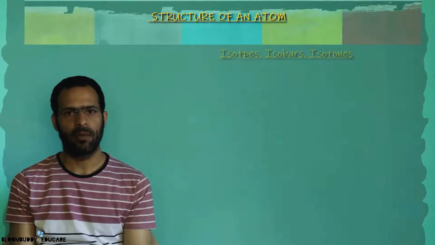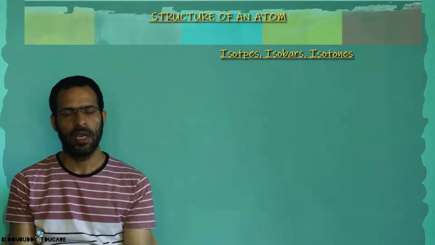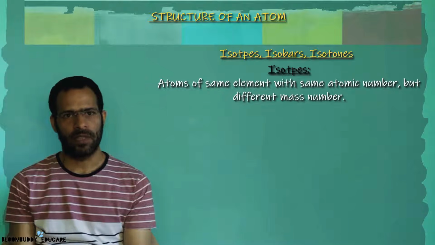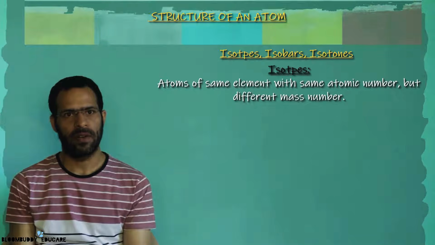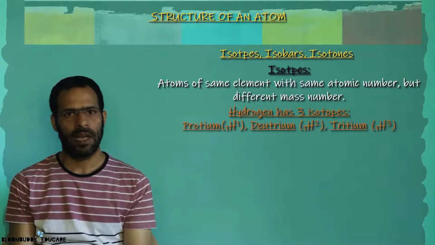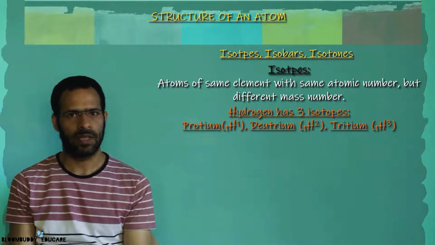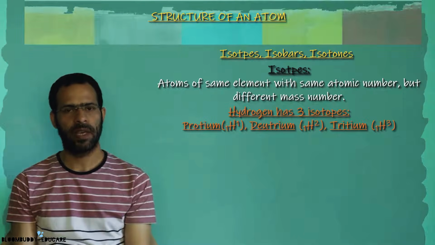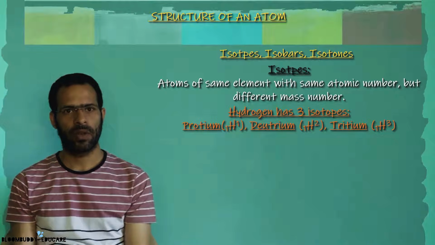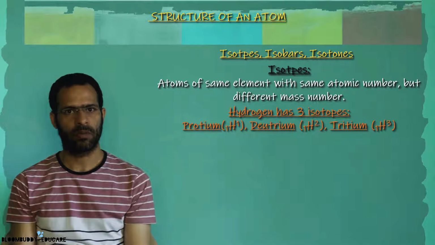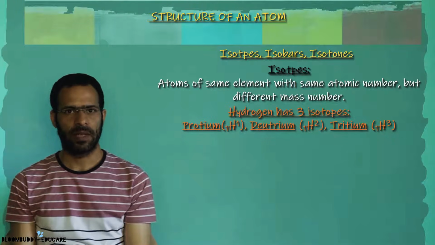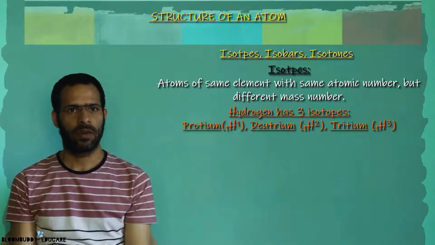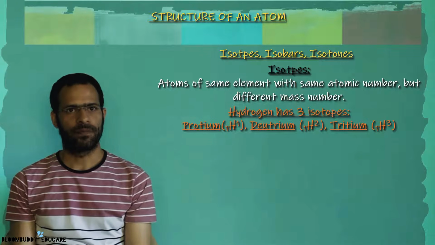Also in this section we are learning about the isotopes, isobars and isotones. So let's see what these terms mean. So isotopes are the atoms of the same element which have the same atomic number but different mass number. So as an example, hydrogen has 3 isotopes. For example, protium, deuterium and tritium. So protium is represented by H11, while the deuterium is represented by H subscript 1 and superscript 2, and the tritium is represented by H subscript 1 and superscript 3 respectively. So these are called as the isotopes of hydrogen.